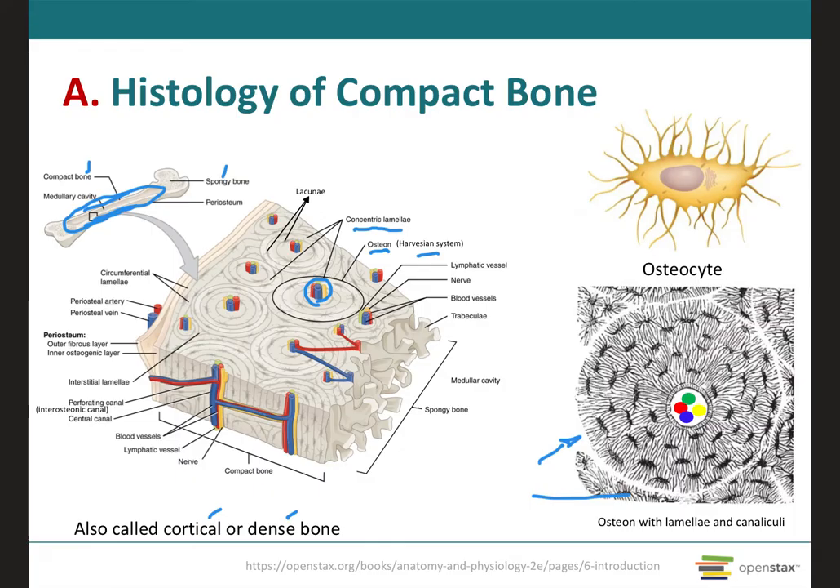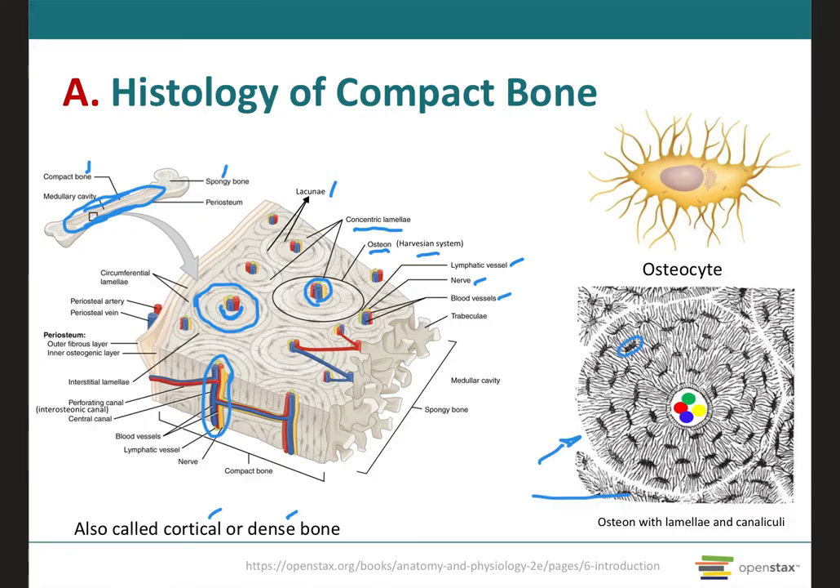This just means that the circles on the inside are going to be smaller than the circles on the outside. As you can see, they will surround the central canal, and inside the central canal we find a small network of blood vessels, arteries and veins, and nerves, which are represented here by the yellow, and also lymphatic vessels, which are represented here by the green. Between each of these concentric lamellae are small spaces called lacunae, and we can see the lacunae better on this other image over here to the right.